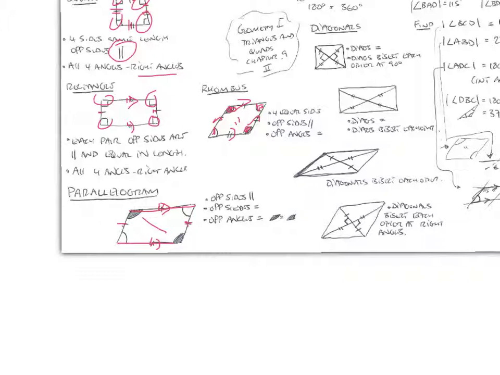Okay, we'll talk about diagonals now. So for a square, the diagonals are equal in length and they bisect each other at 90 degrees. So this length is equal to this length and that length is equal to that length.